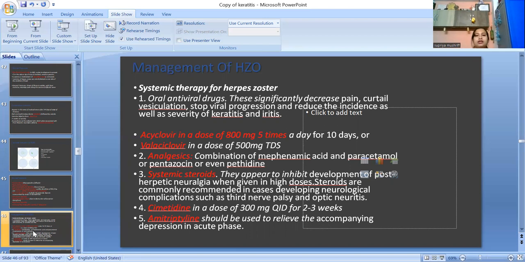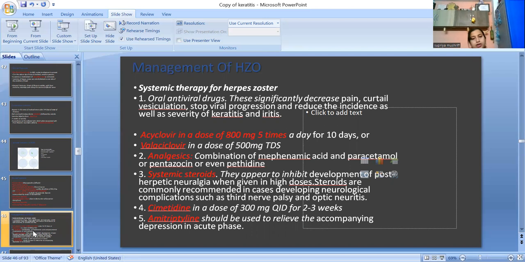This significantly decreases pain, vesiculation, stops viral progression, and reduces the incidence as well as severity of keratitis and iritis. Acyclovir in a dose of 800 mg 5 times a day for 10 days, or valacyclovir in a dose of 500 mg TDS. Analgesics include a combination of mefenamic acid and paracetamol, or pentazocine, or even pethidine. Systemic steroids appear to inhibit development of post-herpetic neuralgia when given in high doses.